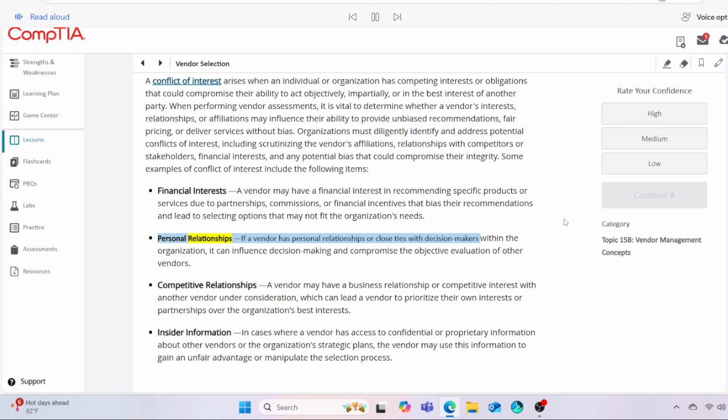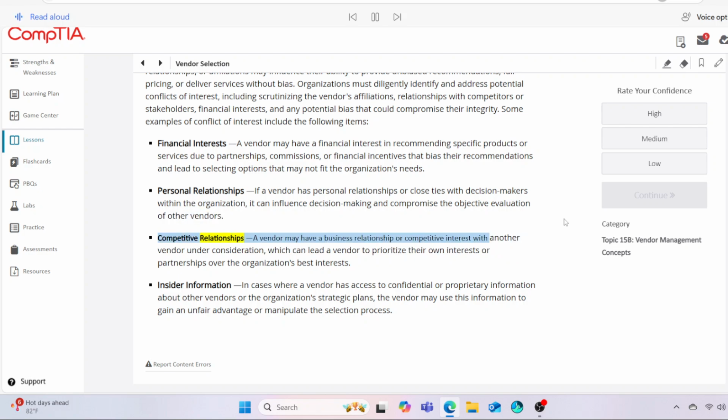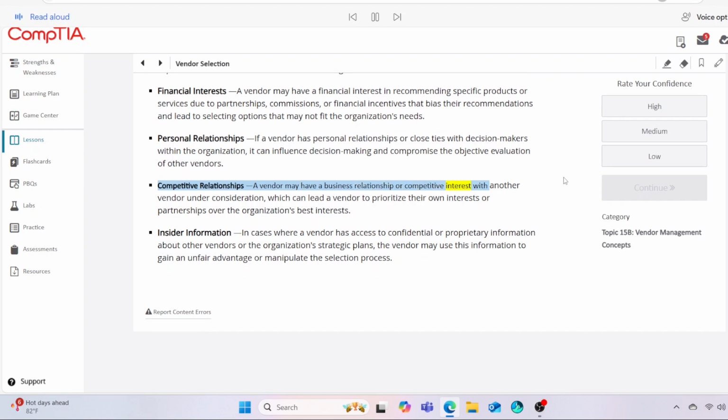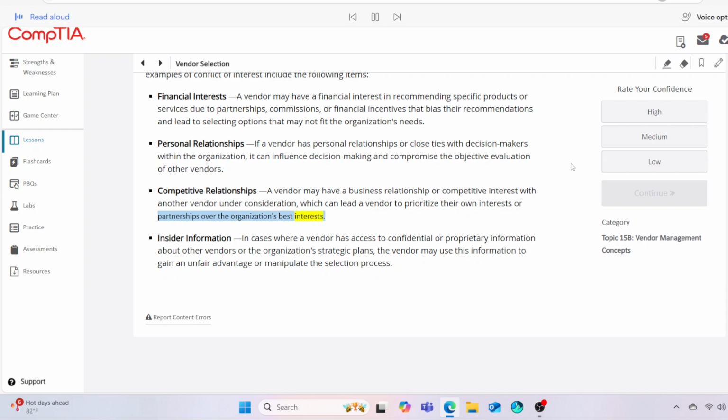Personal relationships. If a vendor has personal relationships or close ties with decision makers within the organization, it can influence decision making and compromise the objective evaluation of other vendors. Competitive relationships. A vendor may have a business relationship or competitive interest with another vendor under consideration, which can lead a vendor to prioritize their own interests or partnerships over the organization's best interests.